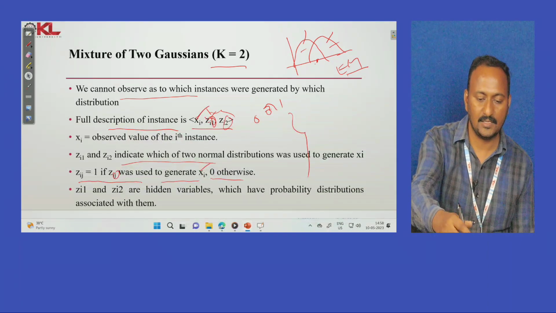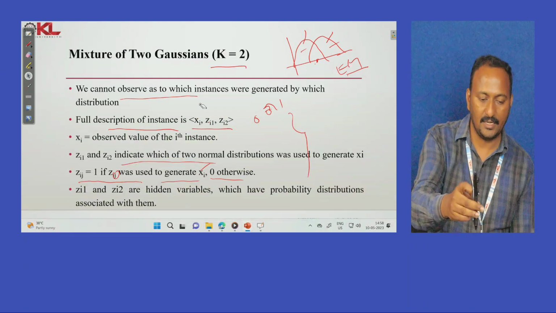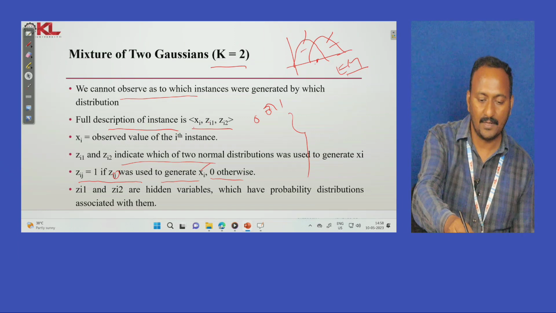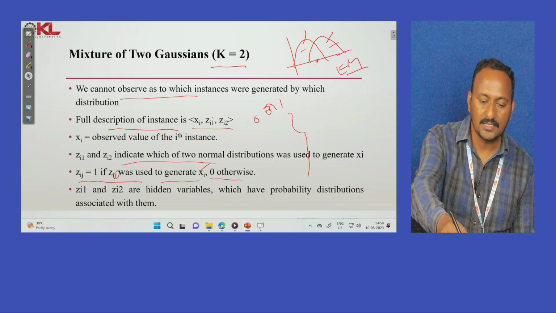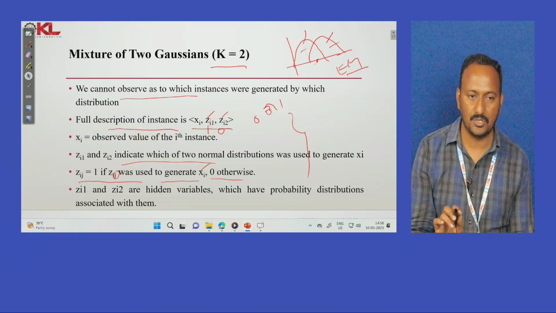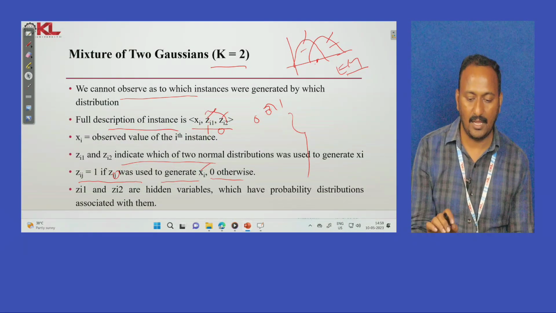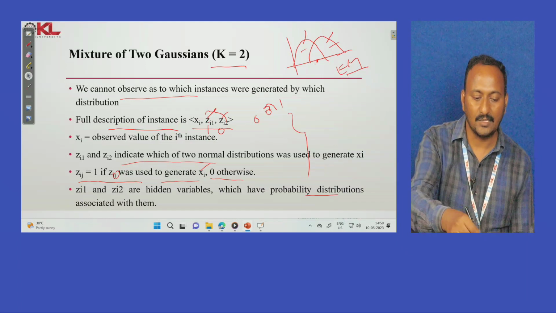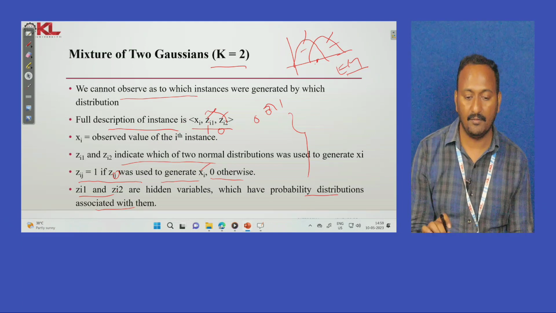If you are considering this particular tuple, here we have these three things. Xi is the data instance which we considered. This one must be generated by one of the two distributions. Which one is generated is indicated by these two variables. If this value is 1 and this value is 0, then we conclude that xi is generated by the first distribution. These two variables are the hidden variables, which have probability distributions associated with them. We need to identify these values with the help of our EM algorithm.